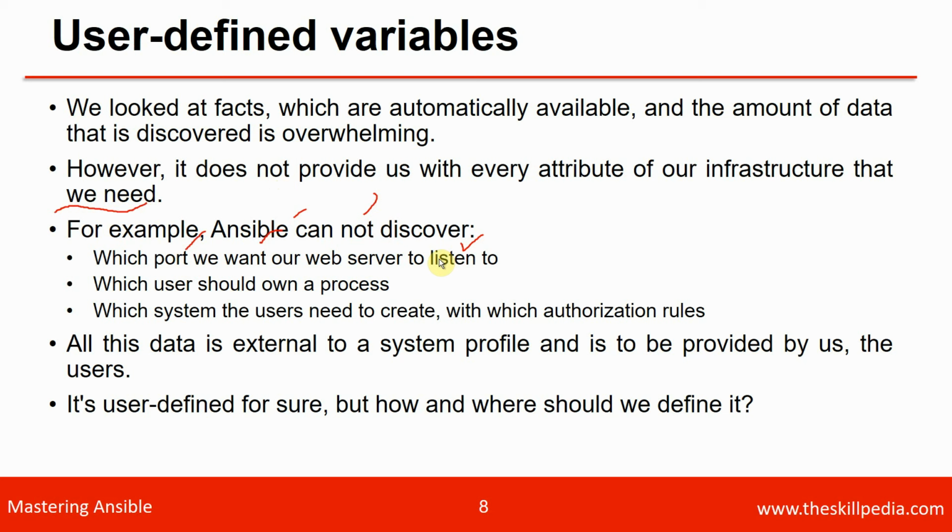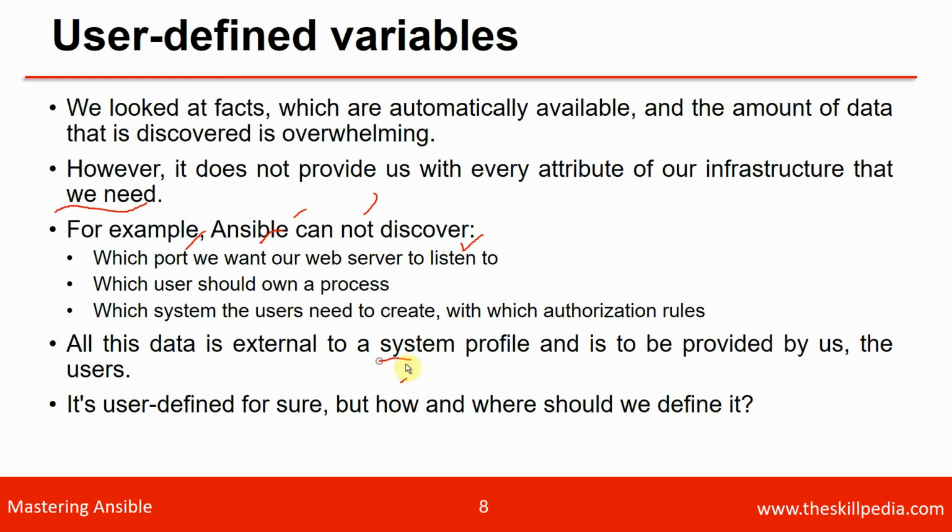Which user should own a process? The user may exist or may not exist. So what that user should be, I want to define it. Or which system and user needs to be created with which authorization rules. Ansible would not know that, because I want to define these things while running the playbook on the target. So this kind of data which is not available on the system, which I have in my mind, which I want Ansible to use when playing the playbook on the remote host, I have to define it, and that's a user defined variable.